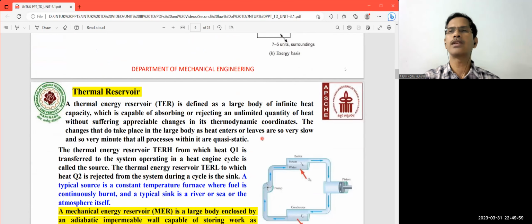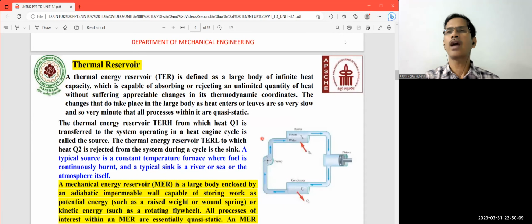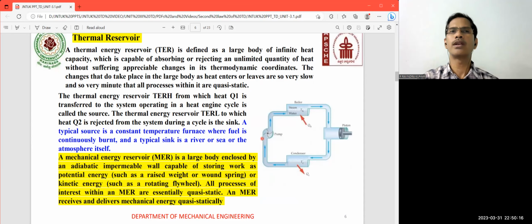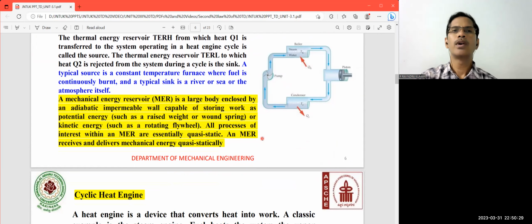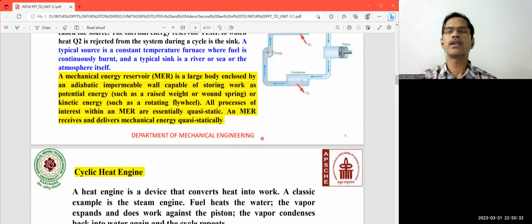That is thermal energy reservoir. It is defined as a body of infinite heat capacity capable of absorbing or rejecting an unlimited quantity of heat without suffering any appreciable changes in thermodynamic coordinates. That means it is an infinite heat capacity reservoir whose properties will not change when you add or remove a certain amount of heat to the system. That is nothing but the thermal energy reservoir.